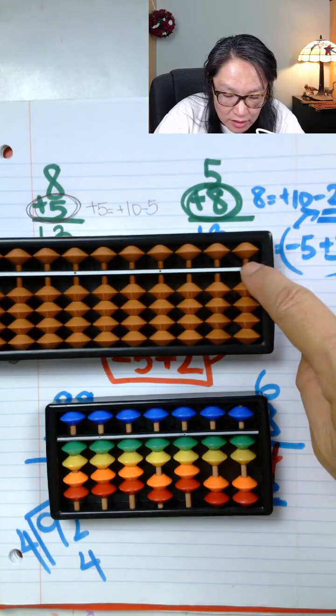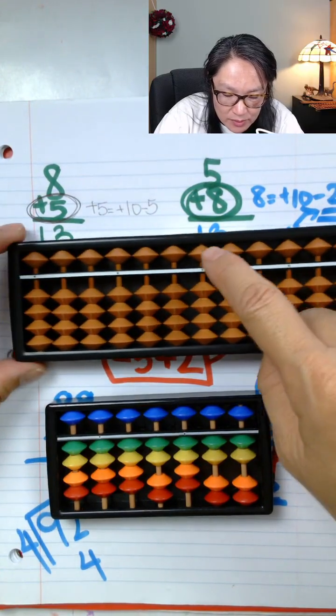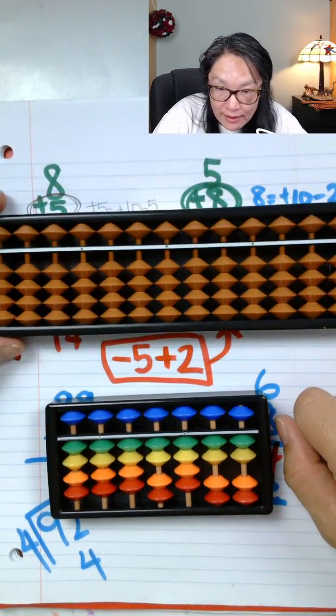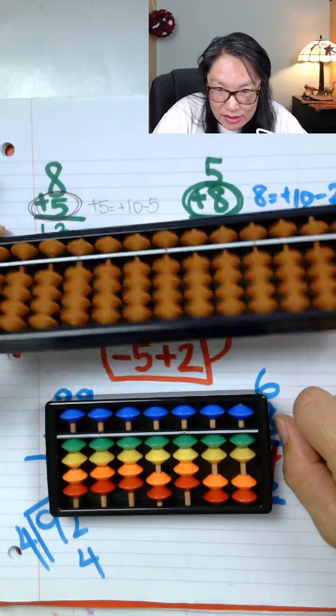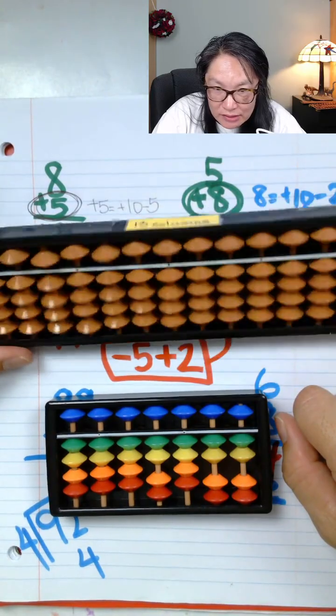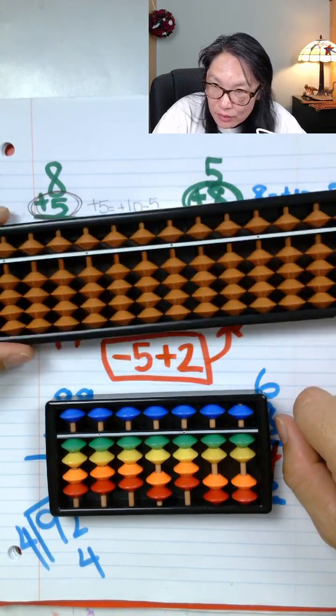If I start here, these are my ones, my thousands, my millions, my billions, my trillions. Thank you, Melinda. Yes, be gentle. Thank you, Kizzle. Don't flick. Be gentle. And it works exactly the same.